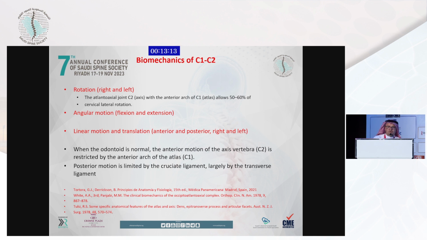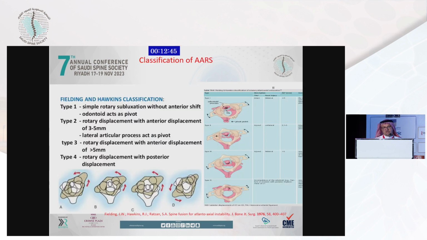Biomechanics: as we all know, C1-C2 is responsible for up to 60% of head rotation. But it also has a small function in flexion, extension, and translation, anterior, posterior, and left to right. The motion is limited by the transverse ligament from the back and the odontoid from the front. So if there is any defect in either of these, you will have subluxation with possible rotation.